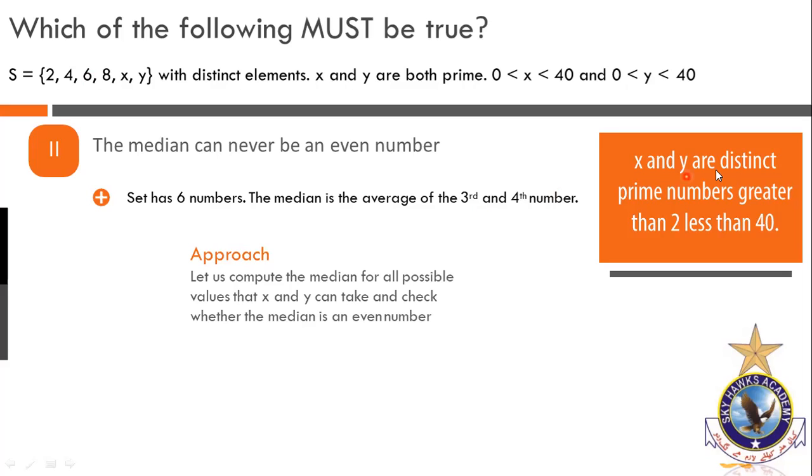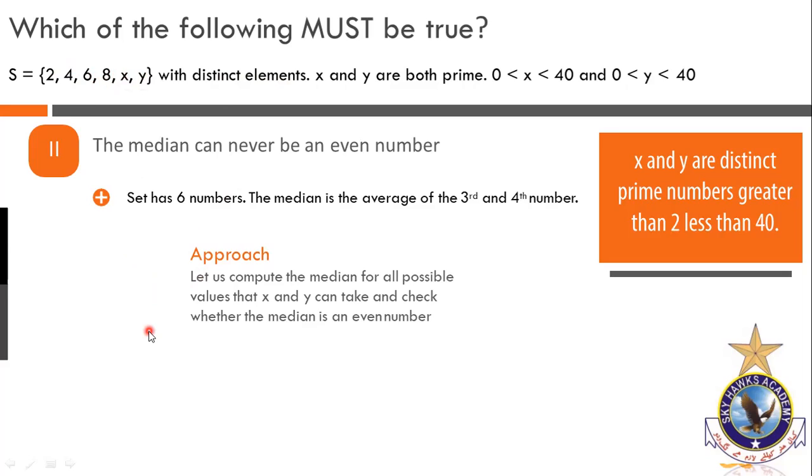Anyhow, x and y are distinct prime numbers greater than 2 and less than 40. This is the condition imposed on x and y whenever we are assigning any value to x and y. So we'll have to keep in mind that x and y both must be less than 40, and greater than 2, because 2 is already here, and they must be distinct. Each and every value must be a distinct element.